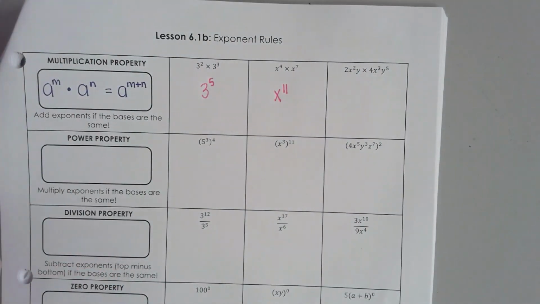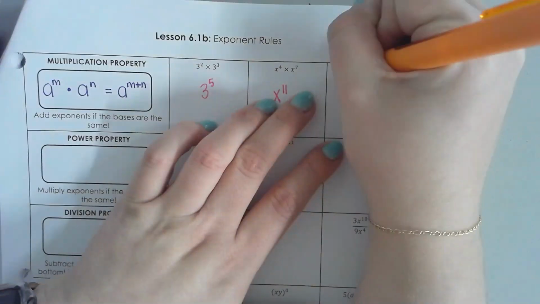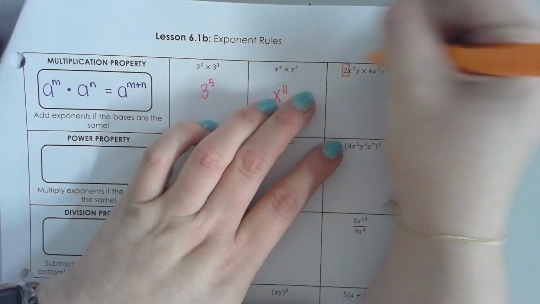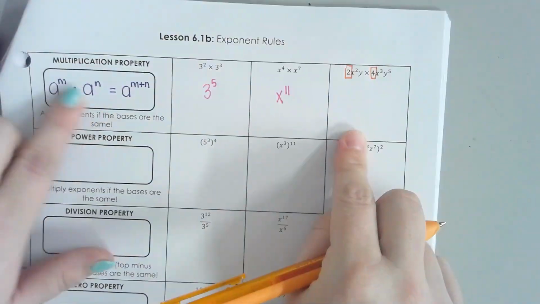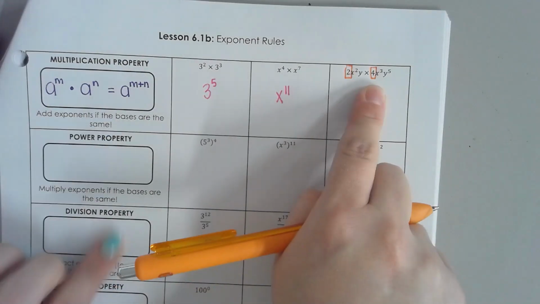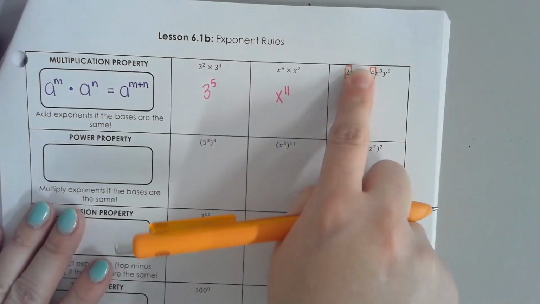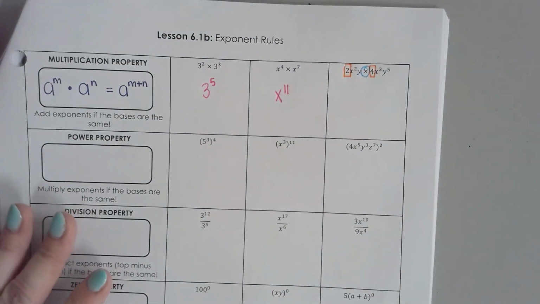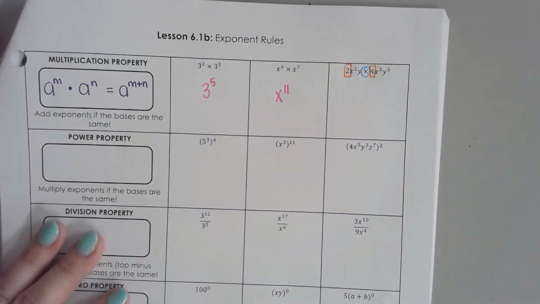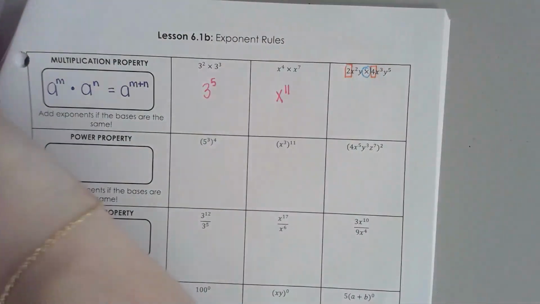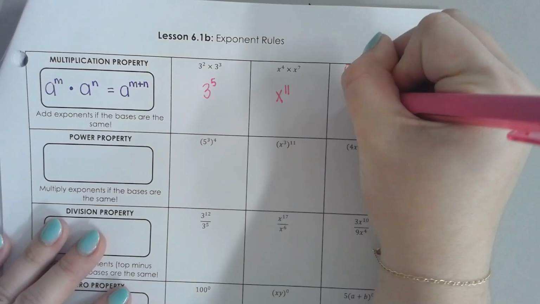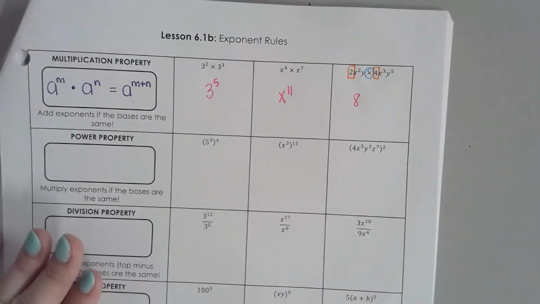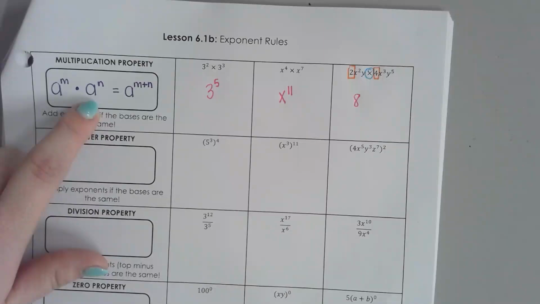The numbers in the front, your coefficients, don't really follow these exponent rules because they're not exponents. Whatever operation it is, you're going to multiply those numbers like normal. So 2 times 4 is 8. Exponent rules: you add the exponents.